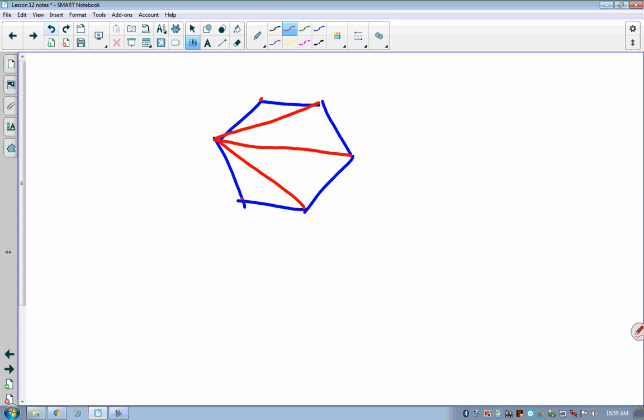What do I have inside this hexagon now? What are those shapes? All right, so I've got one triangle here, a second triangle here, a third triangle here, and a fourth triangle there. Now, the reason that we drew all of those lines back to the same point is because every angle of each of these triangles is on a vertex of the hexagon, right?